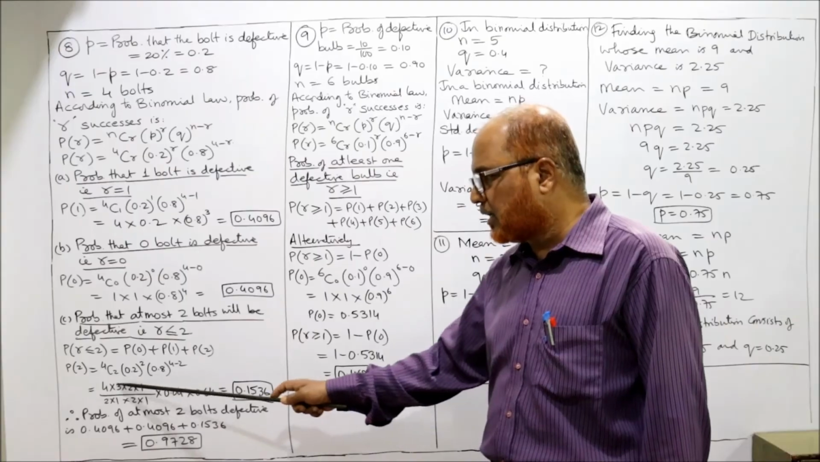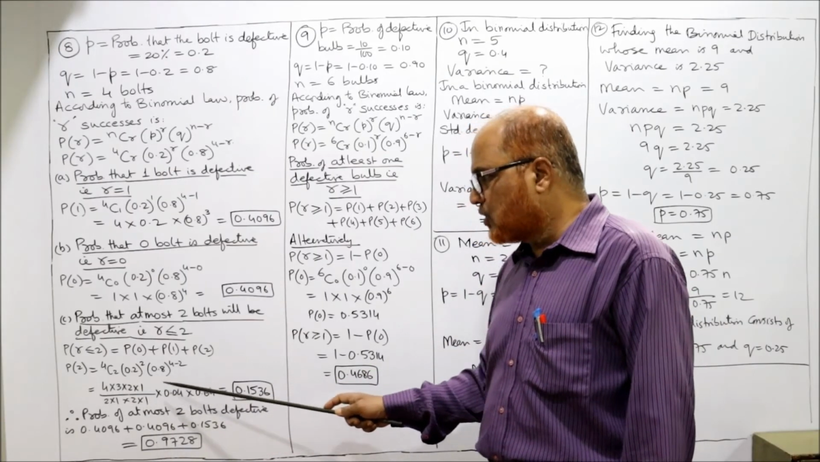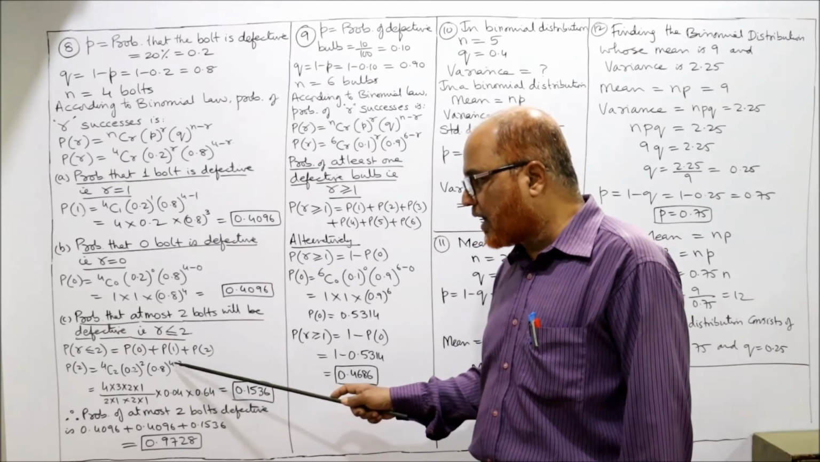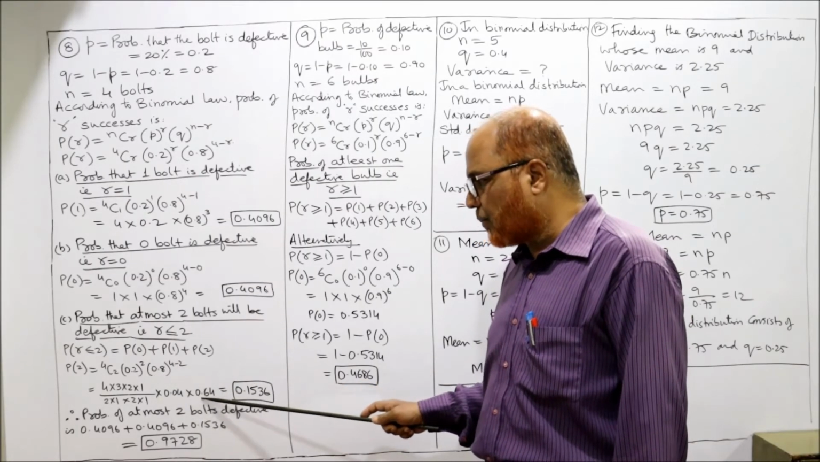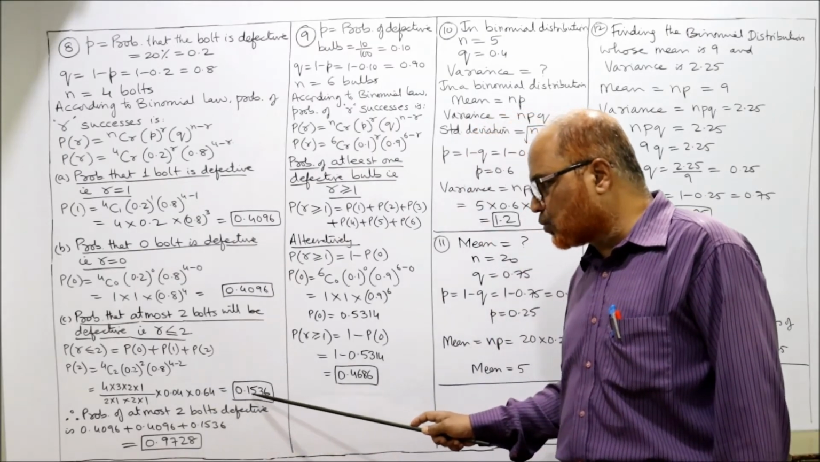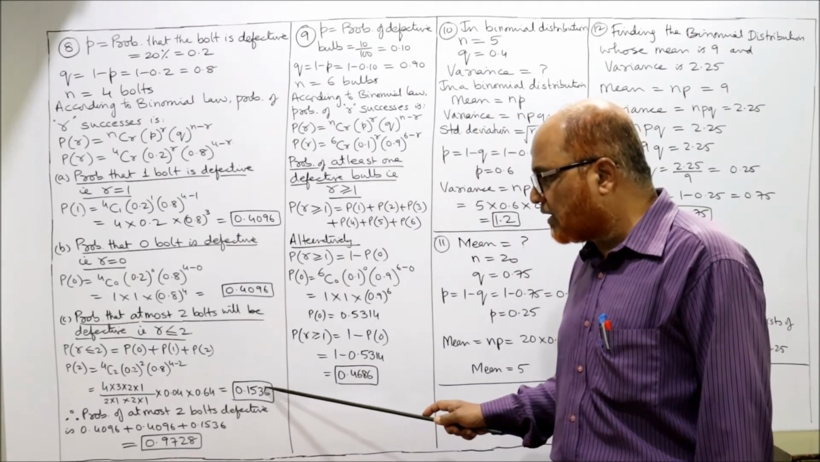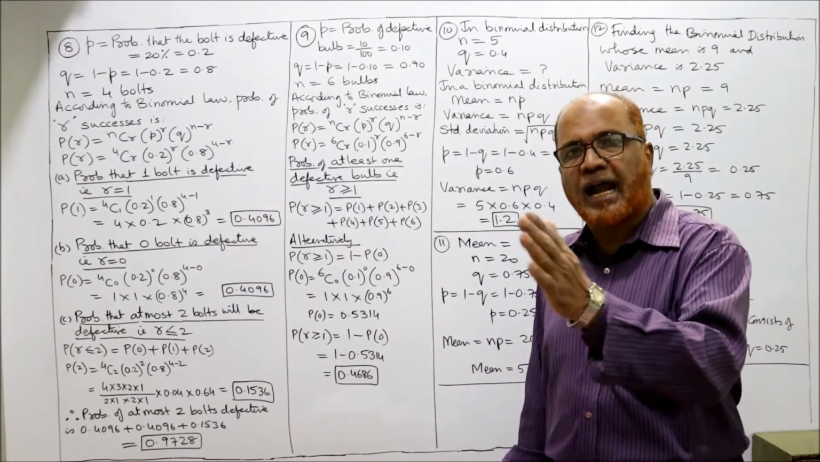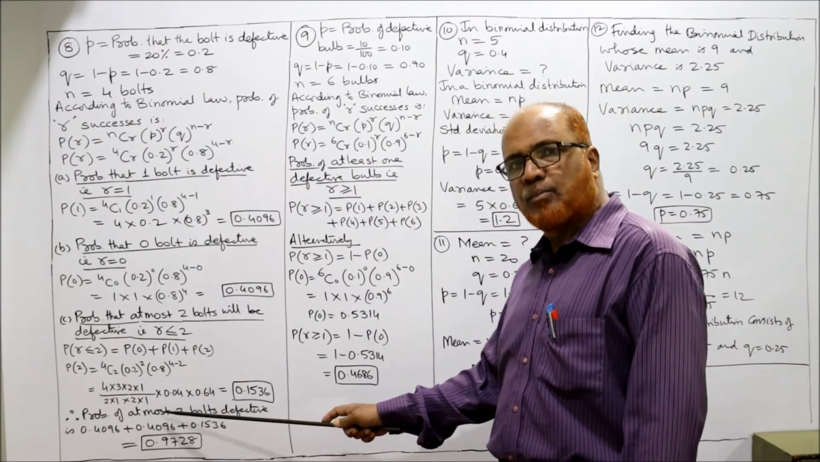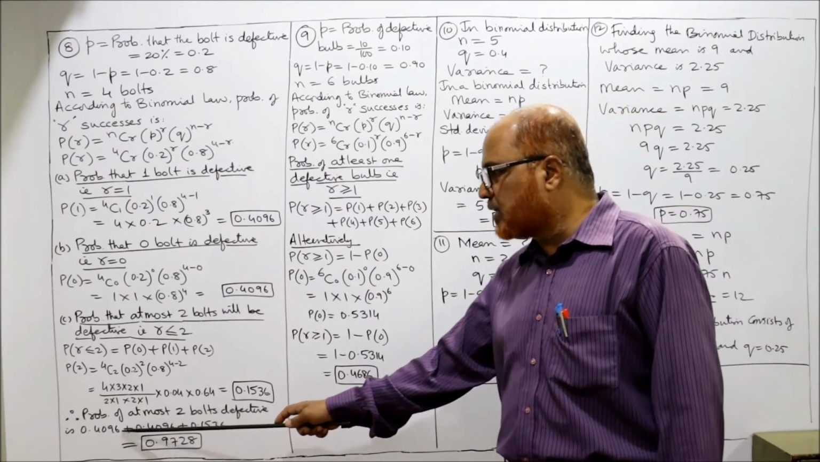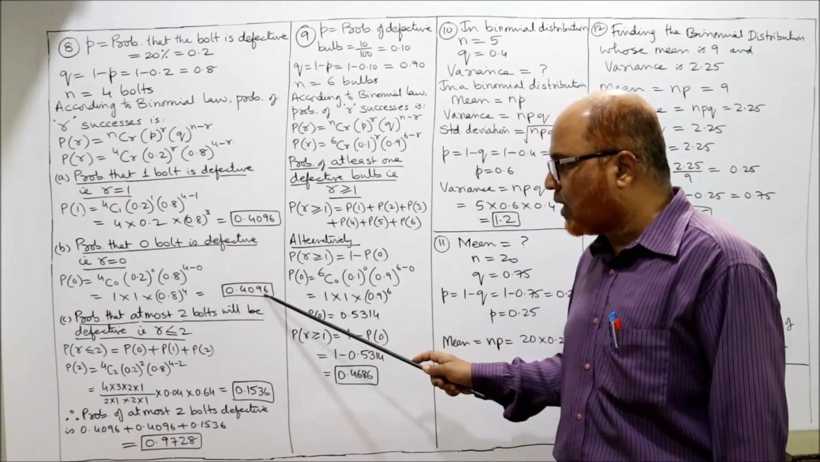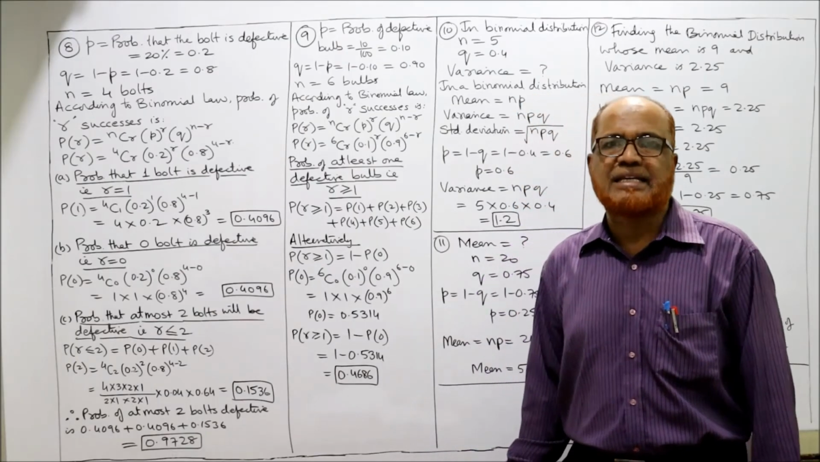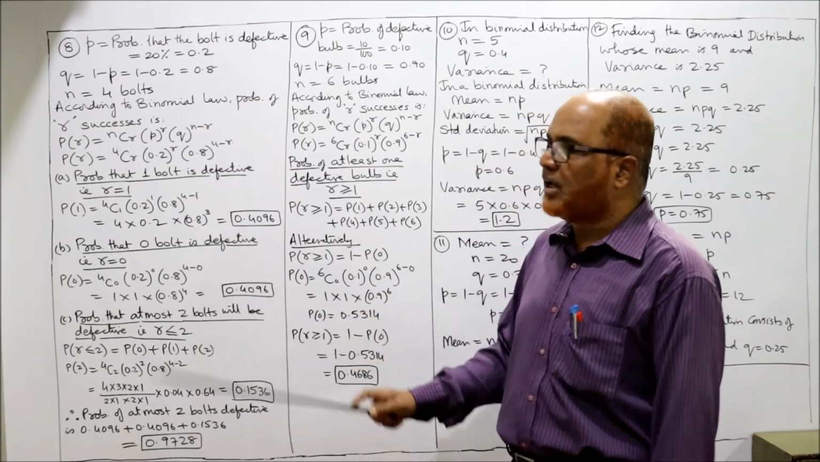So ultimately if you solve this, you'll get 6 into 0.2 square, which means 0.04, into 0.8 square, 4 minus 2 is 2, which will be 0.64. If you simplify, you'll get 0.1536. So 0.1536 is P of 2. So we got P of 0, P of 1 and P of 2. So the probability of at most 2 defective bolts is 0.4096 plus 0.4096 plus 0.1536, which is 0.9728. That's it. This is problem number 8.